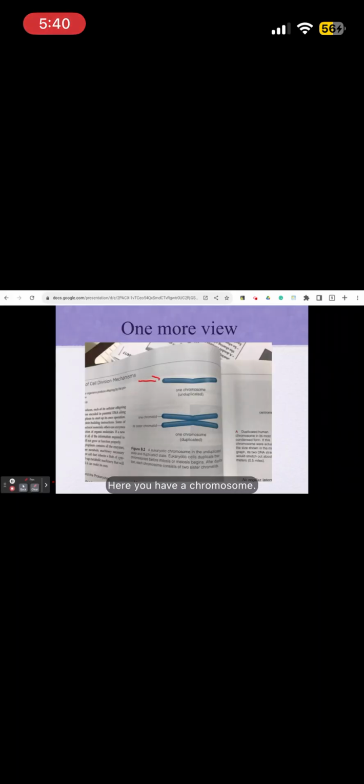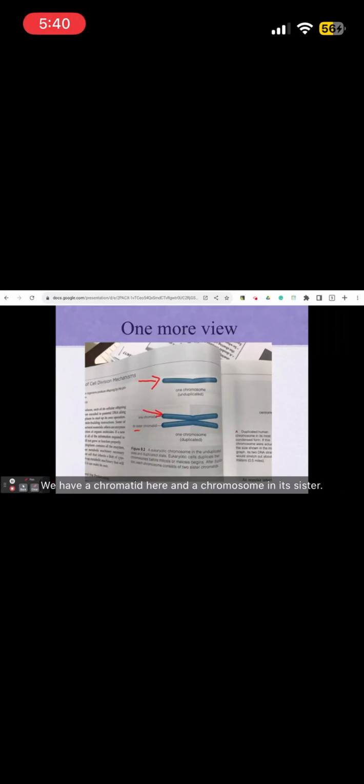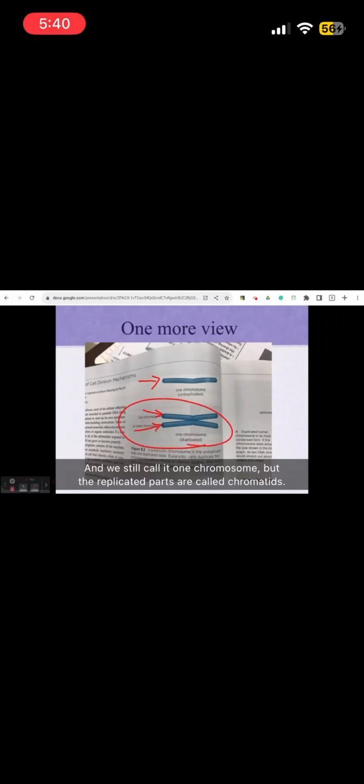Here you have a chromosome, and we're using the word chromosome because it's condensed. If it were not condensed, if it were stretched out, we would call it chromatin. We have a chromatid here and its sister, and we still call it one chromosome, but the replicated parts are called chromatids.